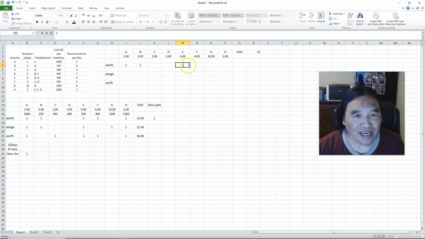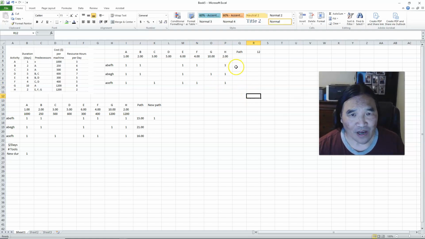So A, B, E, F, H. So just put 1s where the process is. A, B, E, G, H. A, C, E, F, H. So how long is this pathway? Well, basically, I'm taking all these values and multiplying by these values. And I'm taking all these values and multiplying by these values.